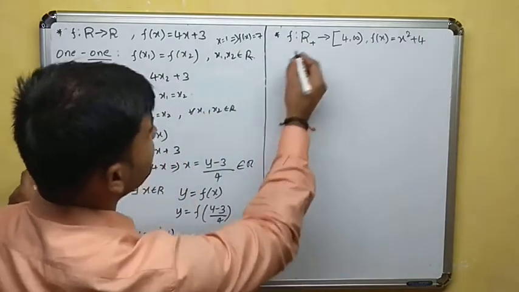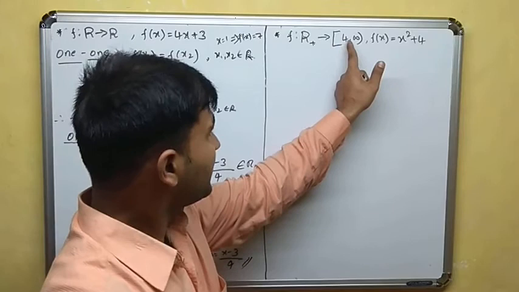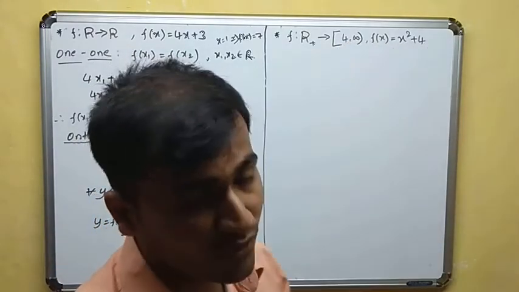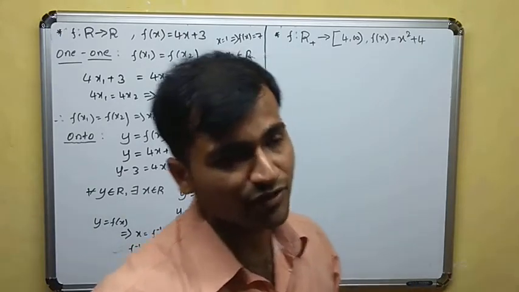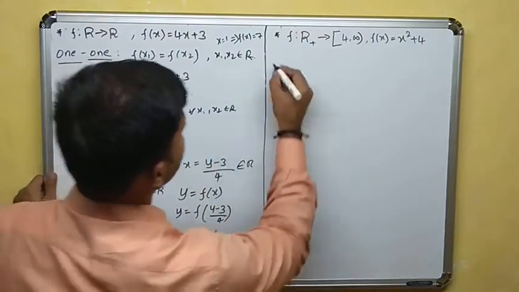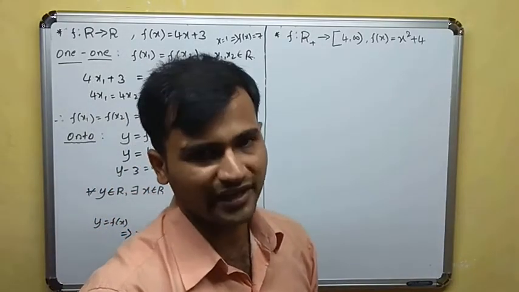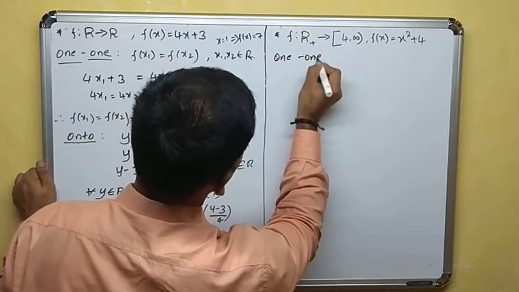Similarly, we have another problem. f from R plus to the closed interval 4 to infinity, f of x is x square plus 4. We need to show this function is invertible, and also we need to find the inverse of the given function. So this R plus is the set of non-negative real numbers. First of all, one-one.